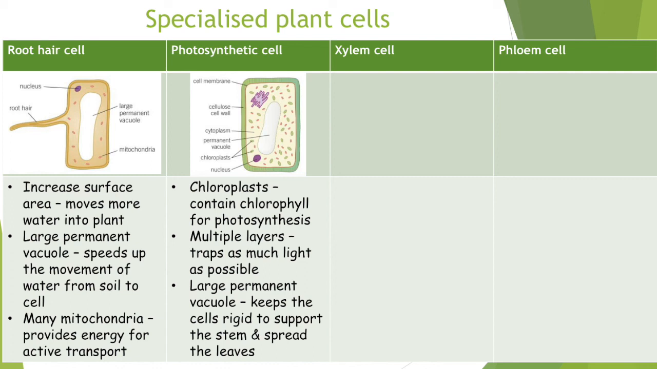They are also usually positioned in continuous layers in the leaves and in the outer layers of the stem. This means they can absorb as much light as possible. Finally, they have a large permanent vacuole that helps keep the cell rigid. When lots of these rigid cells are arranged together to form photosynthetic tissue, they help to support the stem. They also keep the leaf spread out so it can capture as much light as possible.